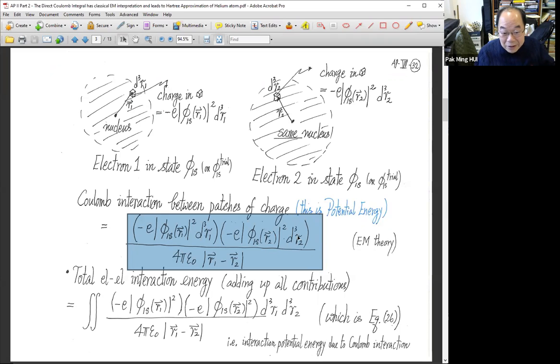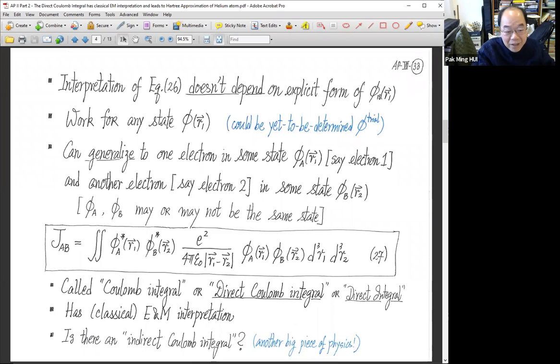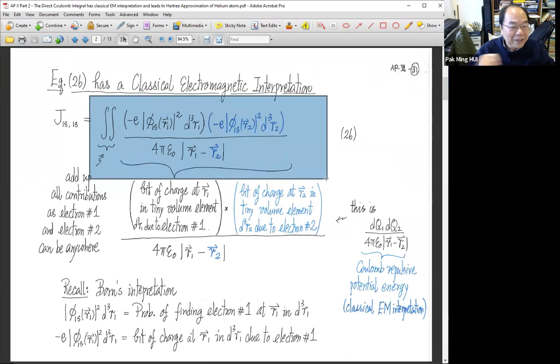But then the charge is spread out according to the wave function, thereby I have to integrate over everywhere. They can be at different places. So pretty nice. This integral that the TA will do for you, there's an answer for that. It can be interpreted in a classical electrodynamic sense.